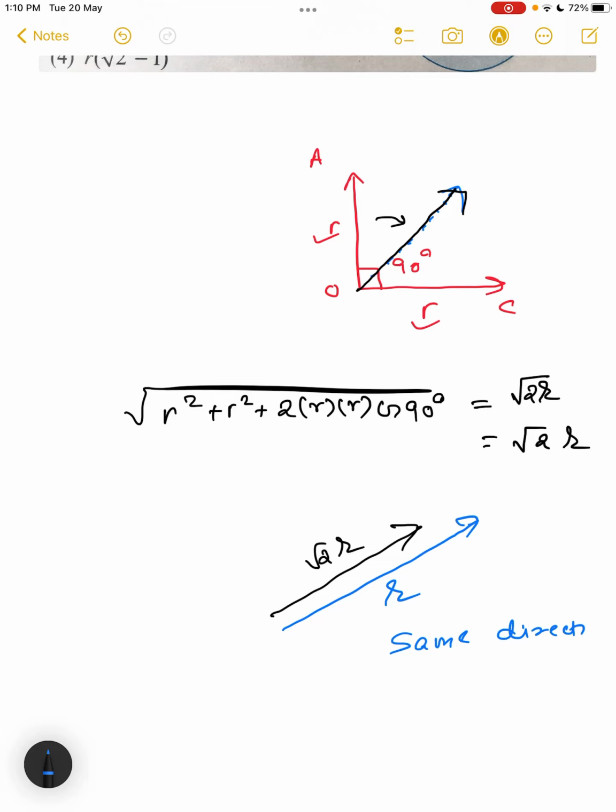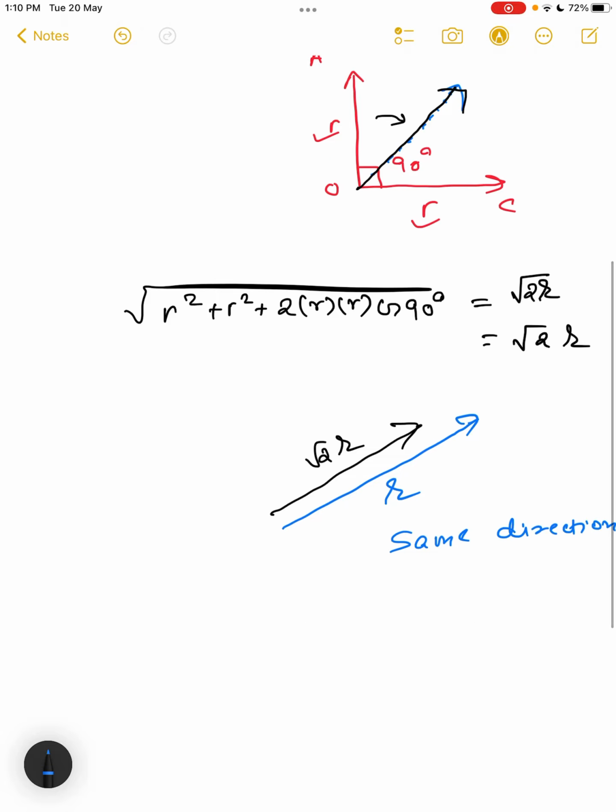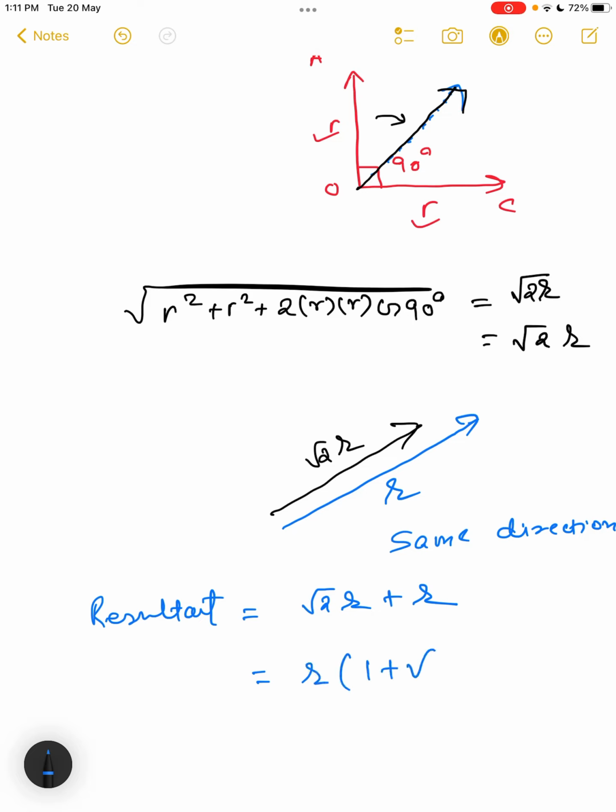So what did we do? We first took the sum of two vectors, which is root 2R, and added it to R. So now the final answer, the resultant of the three vectors, will be root 2R plus R. So that has to be R times (1 plus root 2), and that is your final answer here.